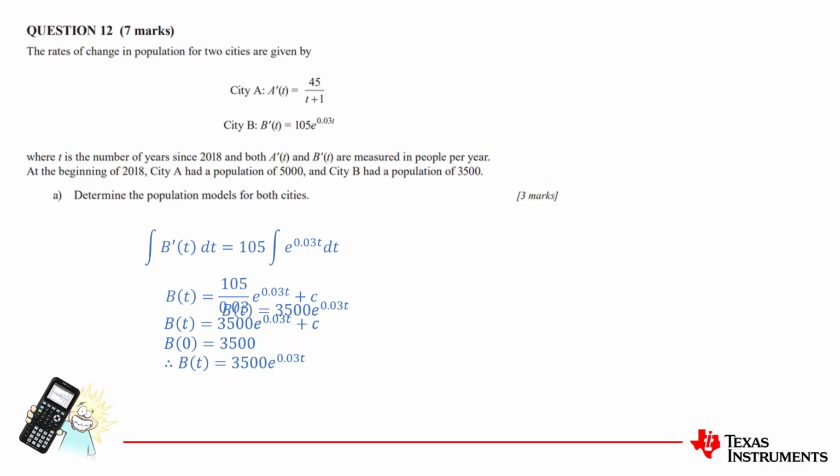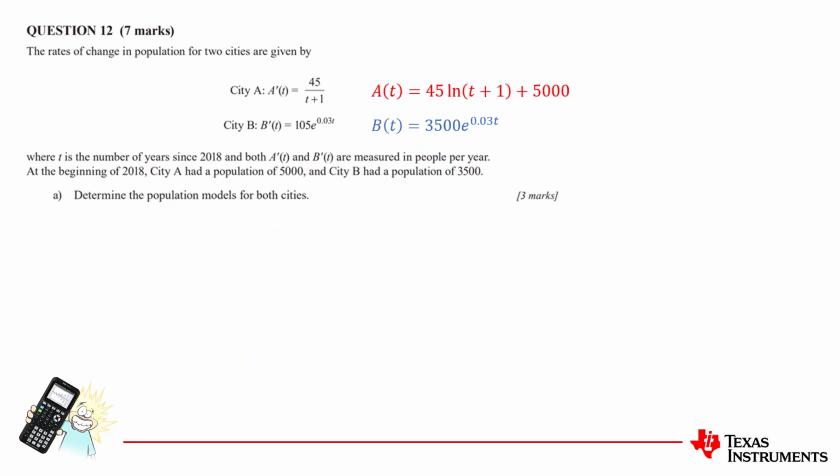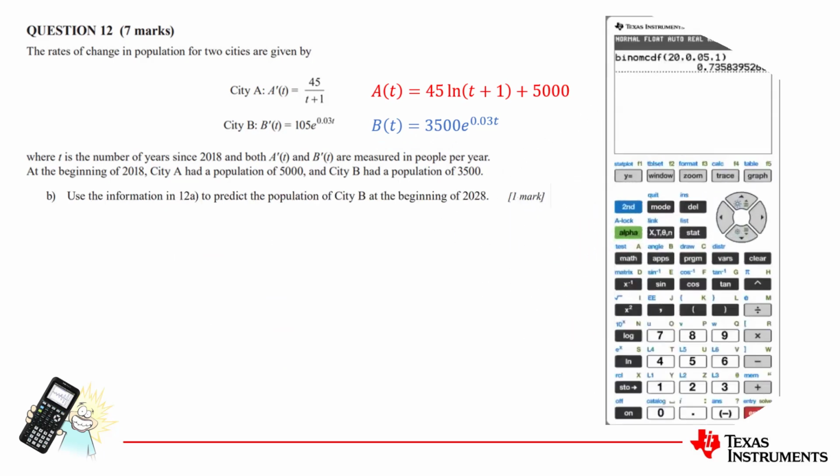From here, I've just put these equations up the top, because we're going to refer back to them throughout the rest of the question. So for B, we're using the information that we found in 12A to predict the population of city B at 2028. Again, just a 1-mark question. 2028 is 10 years on from 2018. So I'm going to sub in 10 for t.